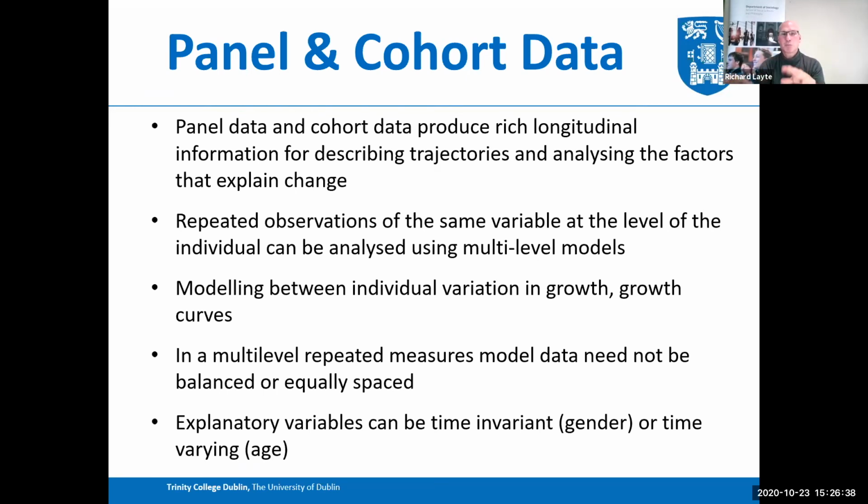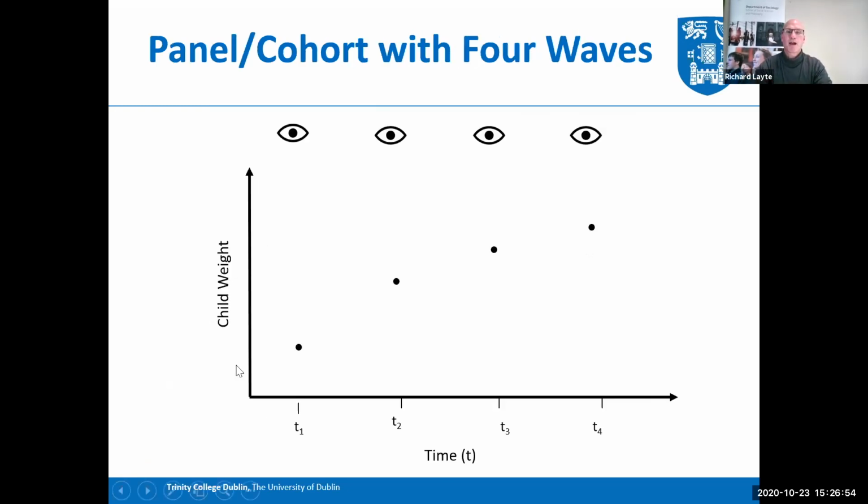And then you can use explanatory variables on the right-hand side that can be both time invariant, things like gender, for example, or time varying as people get older, or they can be, say, income. It can be time varying, okay? So let's look at how that might look.